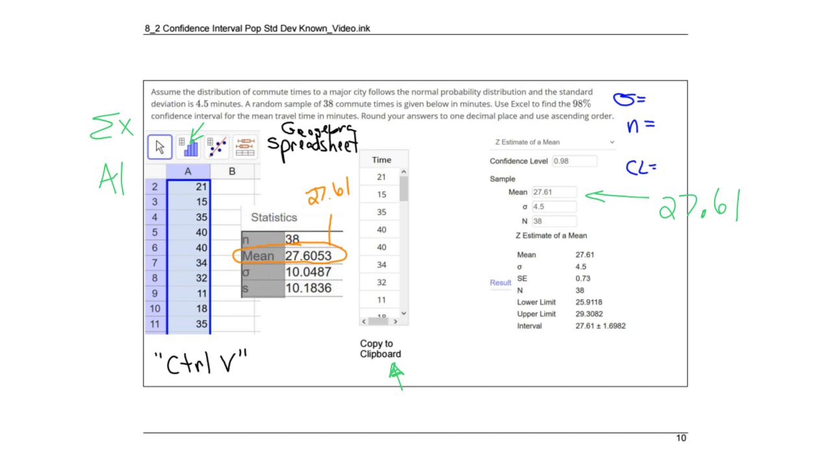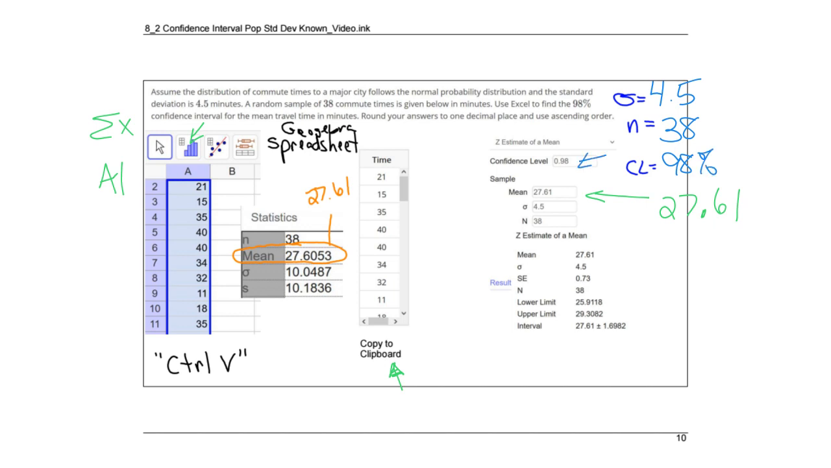And then I had to put the rest. It said the standard deviation is 4.5. The random sample, so sample size is 38, and the confidence level is 98%. It says to use Excel, but don't worry about that. We're going to use GeoGebra.